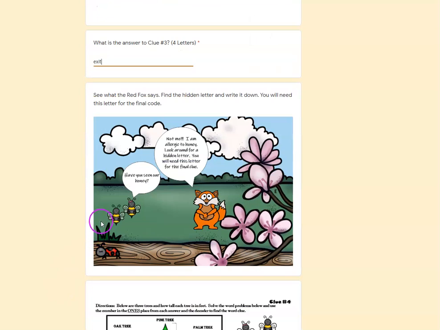See what the red fox says. Find the hidden letter and write it down. You will need this letter for the final code. The bees are saying, have you seen our honey? The fox is saying, not me. I'm allergic to honey. Look around for a hidden letter. You will need this letter for the final clue. And I see the letter E. So next to my L and G for my hidden letters, I'm going to put E next to it.